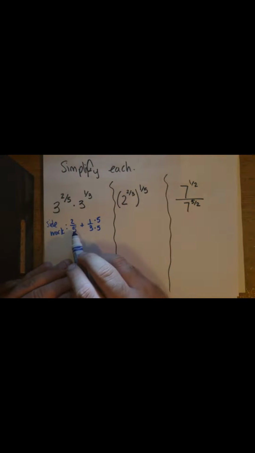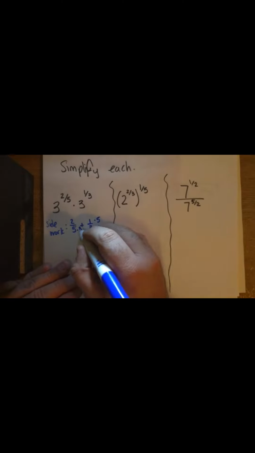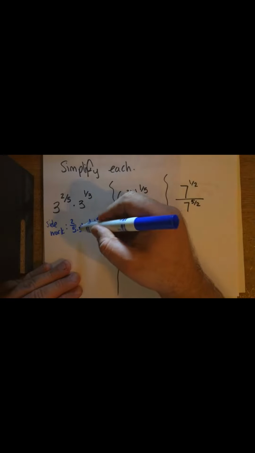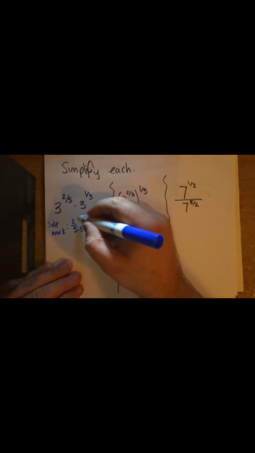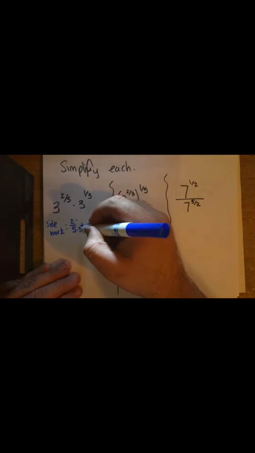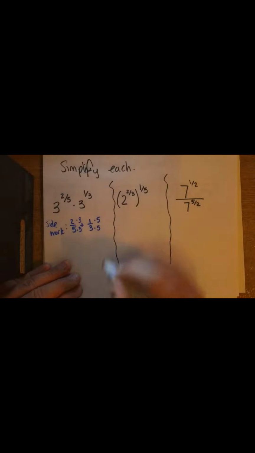I want to do the same thing over here. I want this 5 to become a 15. 5 times what is 15? Well, that'd be 3. But what I do to the bottom, just like I did over here, where if I multiply the bottom by 5, I multiply the top by 5. If I multiply the bottom by 3, I multiply the top by 3.